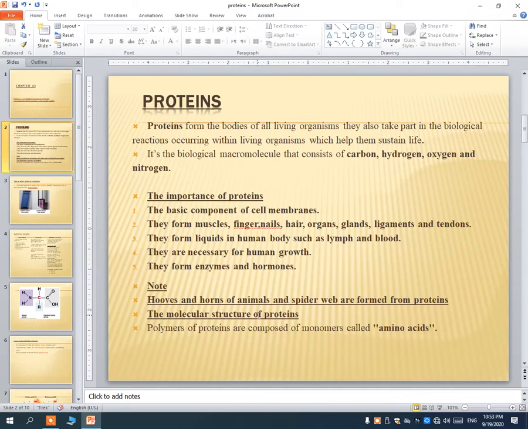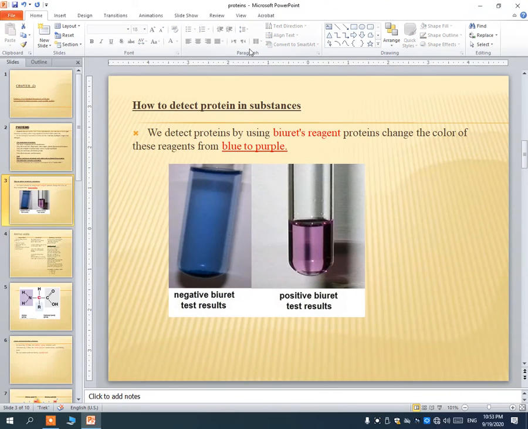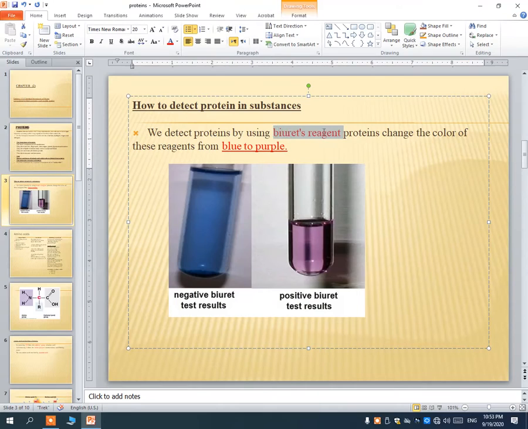The monomer of protein: as we said, protein is a polymer, and its monomer is called amino acid. So the monomer of protein is amino acid. We said the monomer of carbohydrates was monosaccharide, the monomer of lipids was fatty acid and glycerol, and here we have the monomer of protein, amino acid. How to detect a protein? We use biuret reagent, and the color will change from blue to purple with protein.